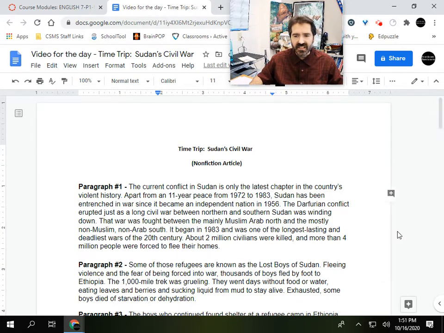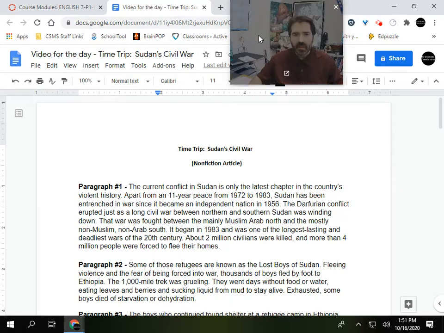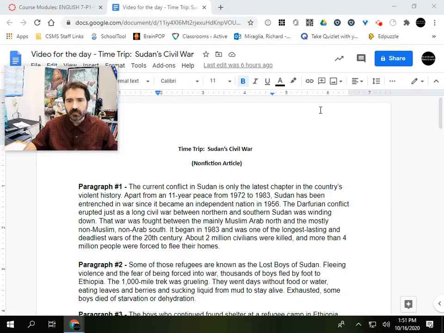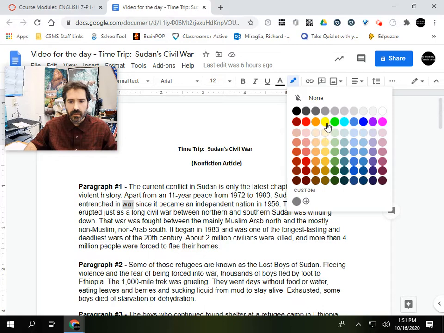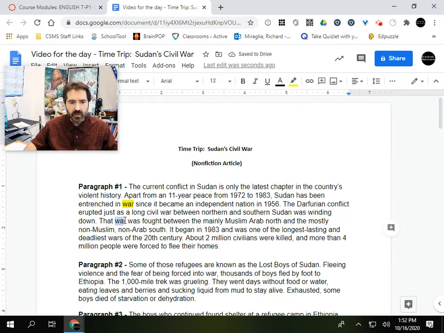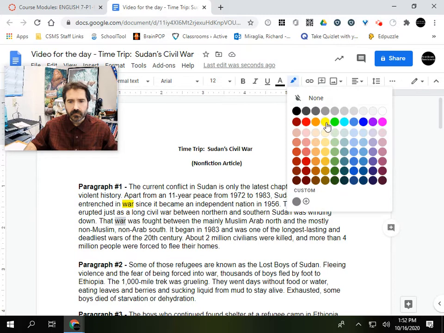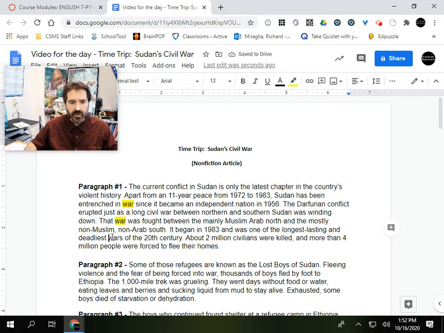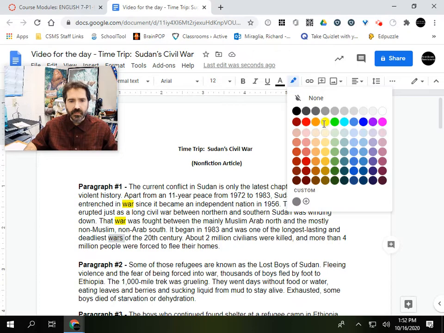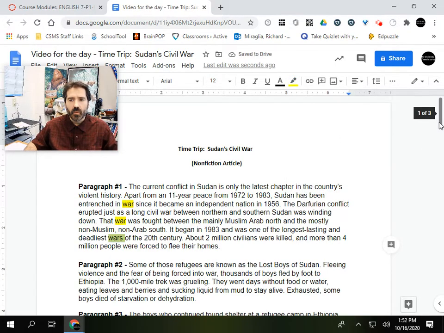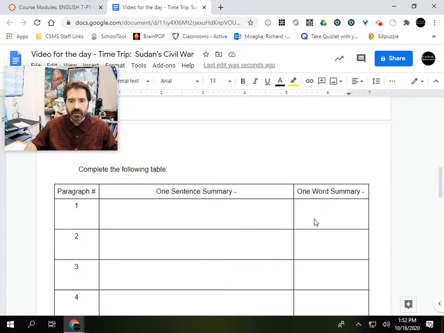So before I think of a sentence to summarize everything, I can think about some words that are repeated. I have war, and then another war, and wars. So this is one of those paragraphs where I know the one-word summary right away. My one-word summary here will be war. Now I need to come up with a sentence.